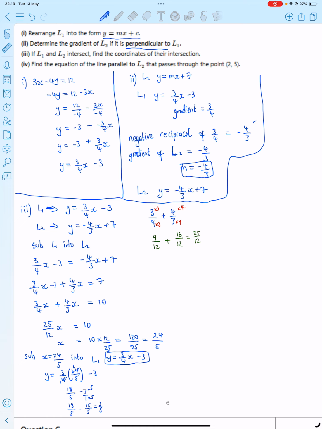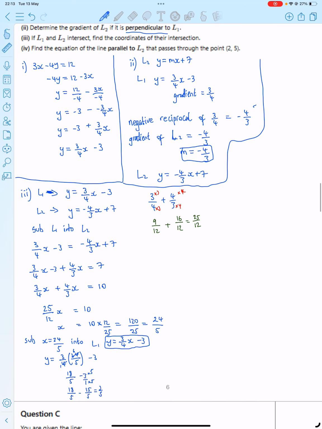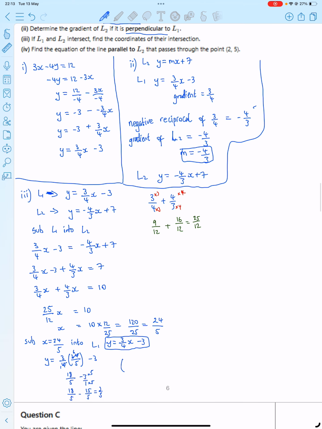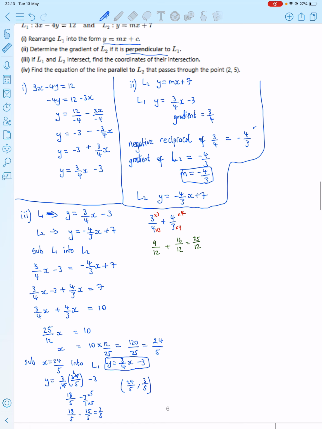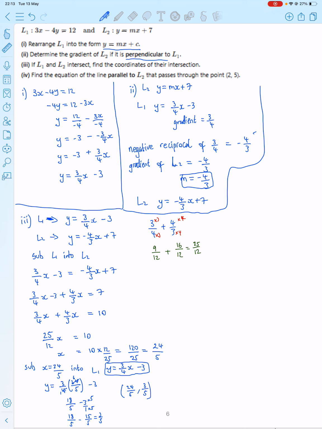So that means the coordinates are x is 24/5 and y is 3/5. So that's our coordinates. Happy days. So that was just solving a simultaneous equation. Next, we have part 4. Find the equation of the line parallel to L2 that passes through the point 2, 5.